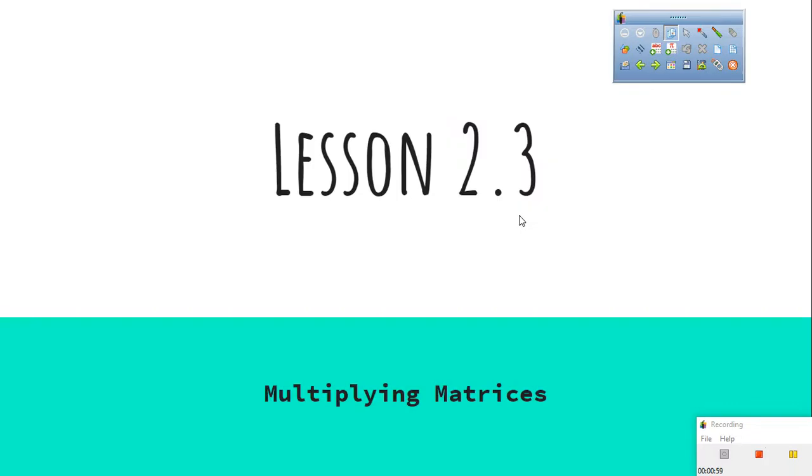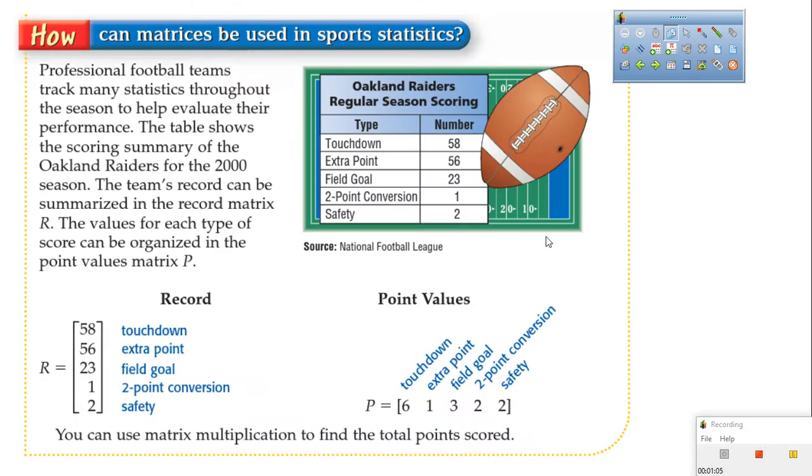For today's lesson, we're going to be looking at multiplying matrices. So this is lesson 2.3, multiplying matrices. So how can matrices be used in sports statistics? It says professional football teams track many statistics throughout the season to help evaluate their performance. The table shows the scoring summary of the Oakland Raiders for the 2000 season. The team's record can be summarized in the record matrix R.